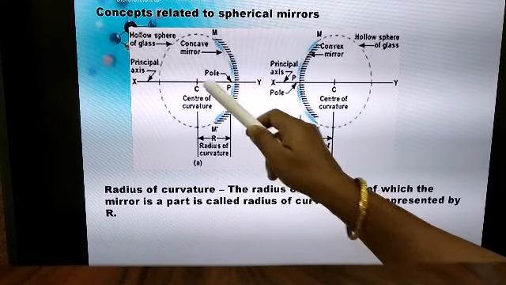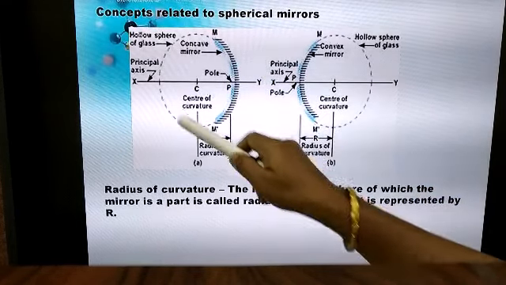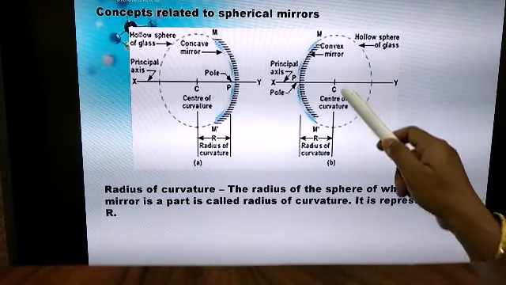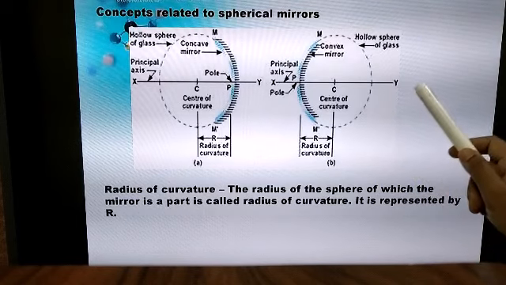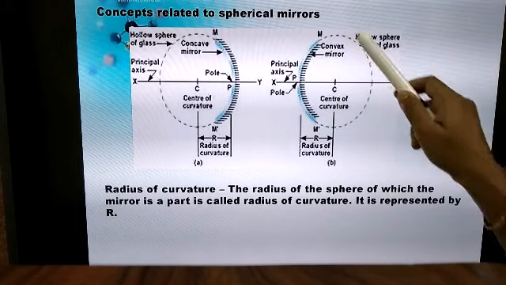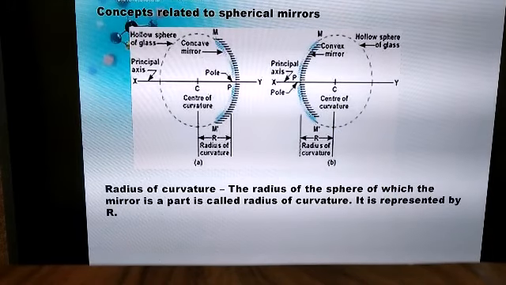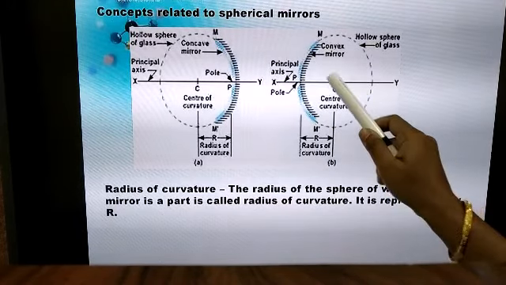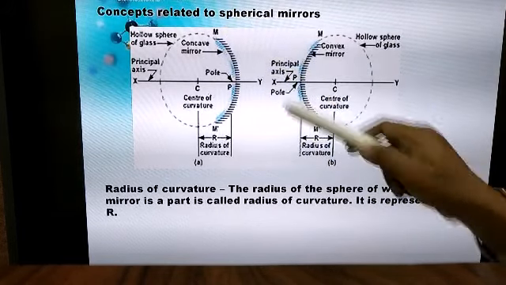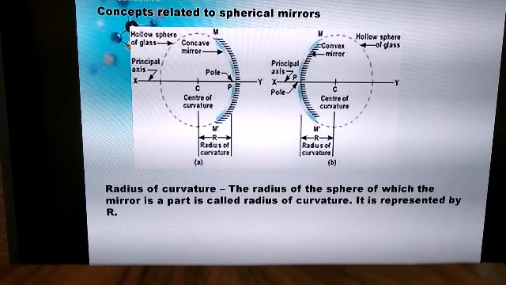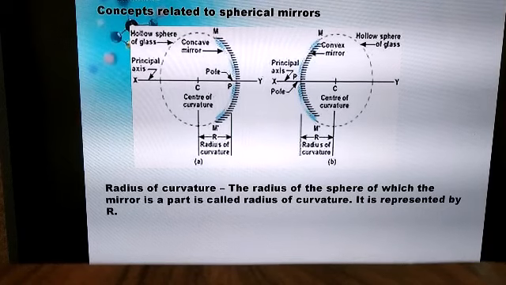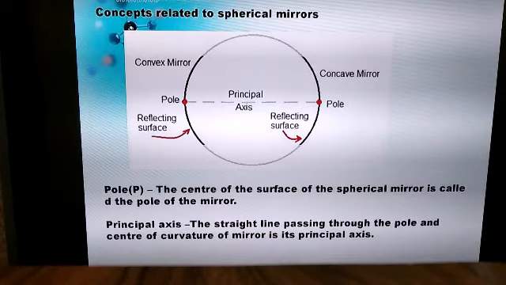Radius of curvature is the radius of the sphere of which the mirror is a part. So in this hollow sphere, CP denotes the radius of curvature. If I join CM, then CM will also be the radius of curvature. Radius of curvature is denoted by capital letter R.